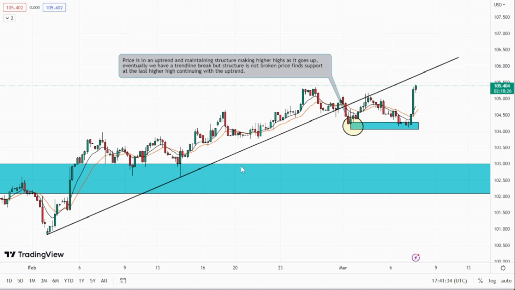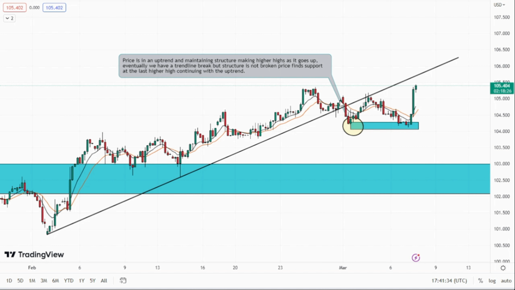Now down to the H4 time frame. So from our higher time frame, the monthly time frame, we have confirmed that price is in an uptrend and maintaining structure, making higher highs as it goes up. So we have a higher high here, another higher high here, and another higher high here. You can see how I marked my trend line on a week here, on a week here, on a week here. So eventually we had a trend line break, but structure is not broken. Price finds support at the last high, continuing with the uptrend.